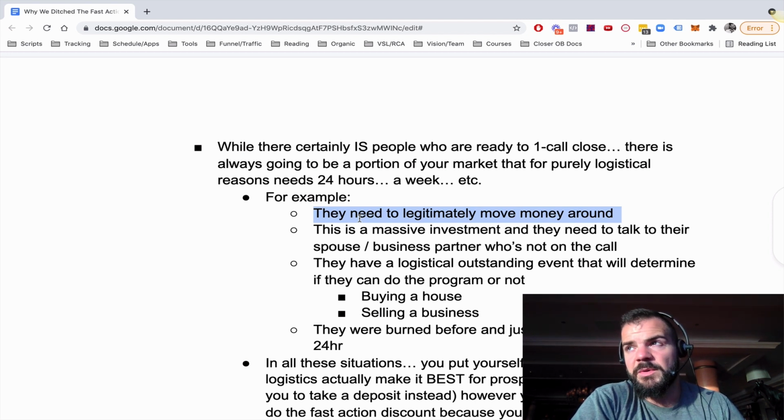So this is very common, but somebody's buying a house. A lot of times they can't have big transactions. Same thing if they're selling a business. Maybe they've been burned before. They just want to sleep on it. There's all these different things.